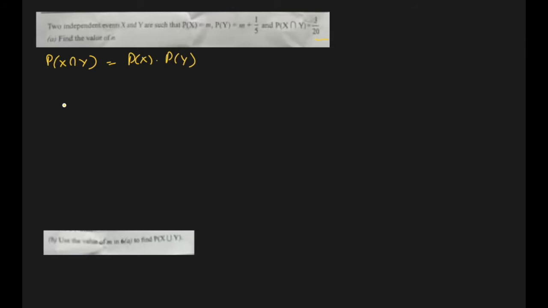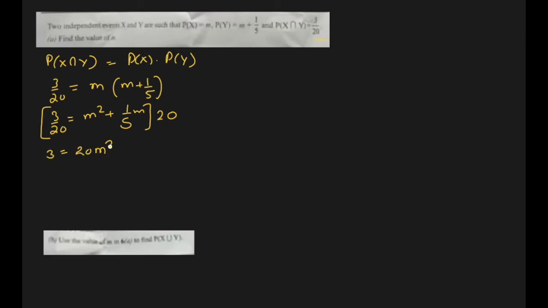And they have given their intersection is 3 over 20, which is equal to m multiplied by (m plus 1) over 5. Let's open this bracket first. 3 over 20 equals m square plus 1 over 5 m. Let's get rid of the denominators by multiplying the whole equation by 20. So 20 and 20 cancel, just 3 on the left side. It will be 20m square plus, 5 and 20 cancel, we'll be left with 4m here. And now it becomes a quadratic equation with these terms.